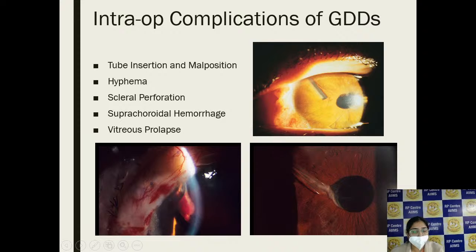Scleral perforation can occur while applying the suture or while inserting the tube. There are also chances of suprachoroidal hemorrhage because of the sudden hypotony, and vitreous prolapse can occur.